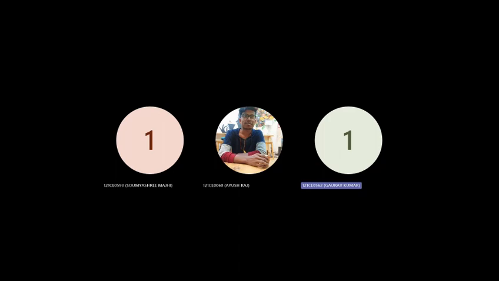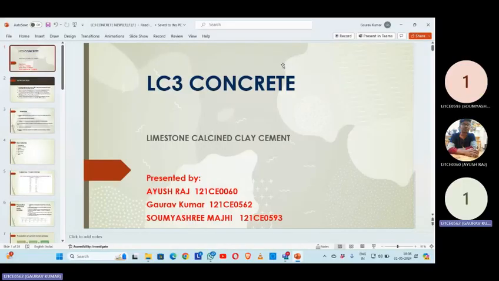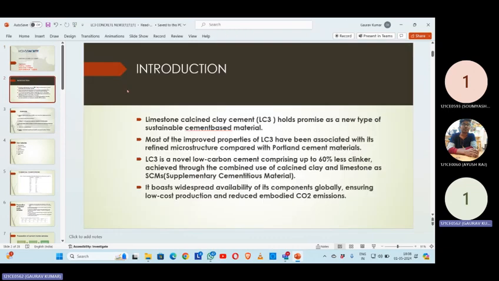Hello everyone. Our topic is LC3 concrete. L stands for limestone, C3 stands for calcined clay cement. Moving forward, the introduction: limestone calcined clay cement holds promise as a new type of sustainable cement-based material.